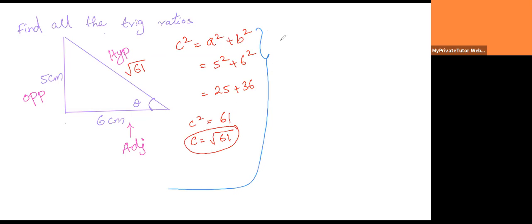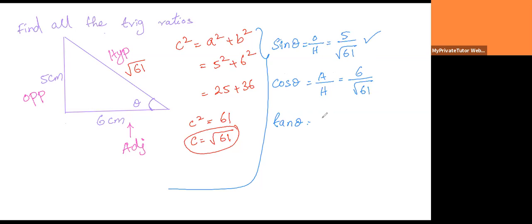We found the hypotenuse. Now we need to find the trigonometric ratios. The first one, sine theta: opposite divided by hypotenuse, which is 5 divided by square root 61. Cos theta: adjacent divided by hypotenuse, 6 divided by square root 61. And tan theta is opposite divided by adjacent, 5 over 6. That's it, guys.